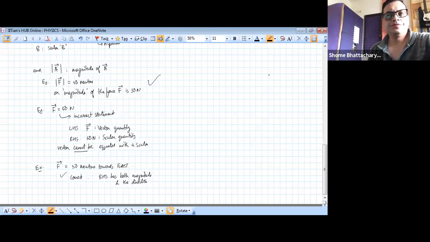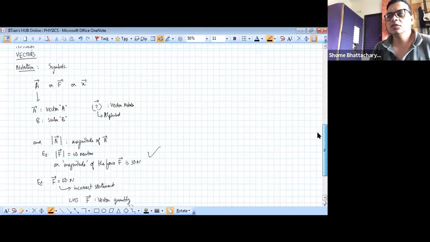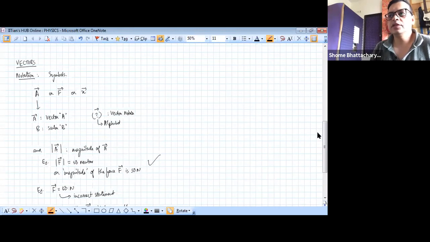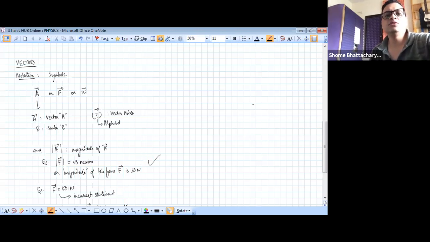All right, good. Just for the benefit of students who have just joined in, or students who have taken the first lecture in vectors: vectors are neither negative nor positive. Vectors do not have algebraic sign. So Ansh, to answer your question, a vector quantity has two things only. It has magnitude and direction.